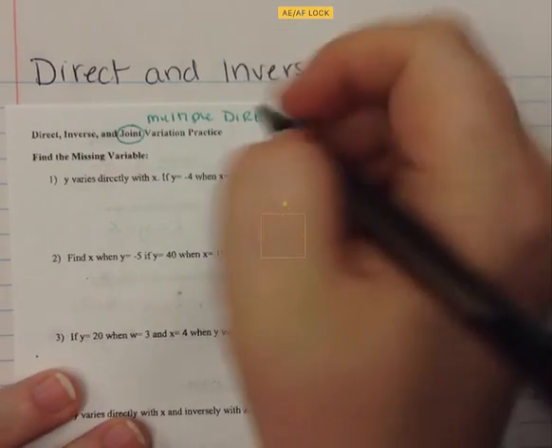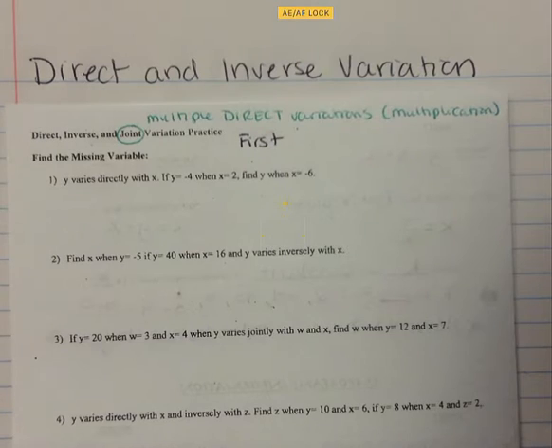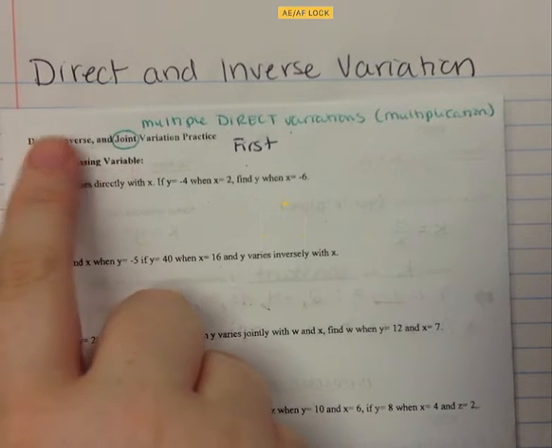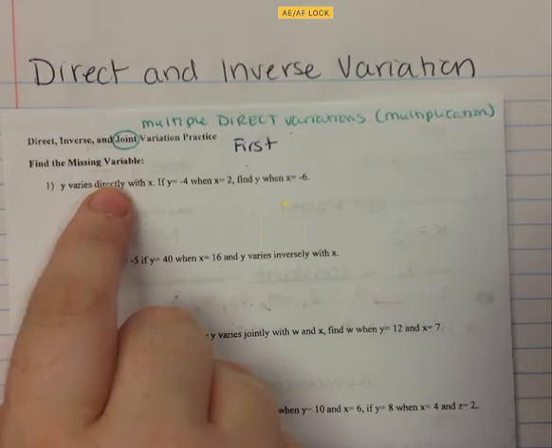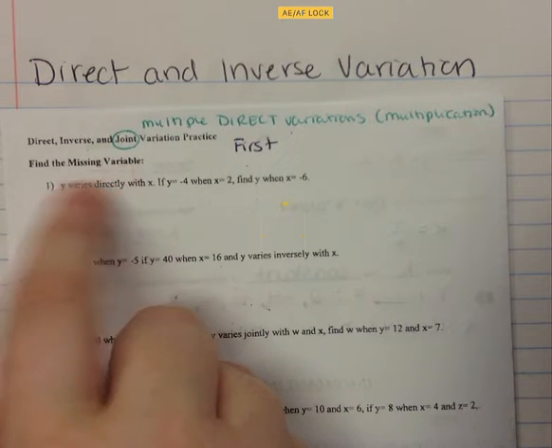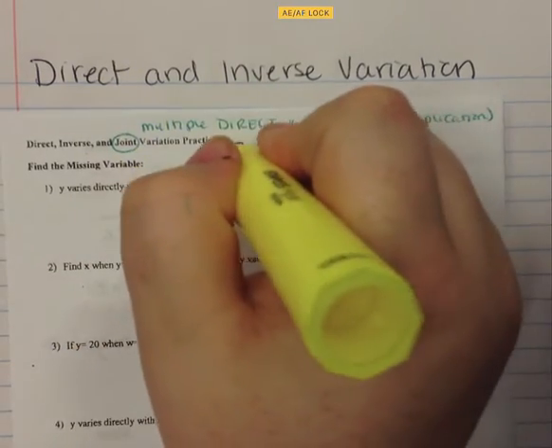So our first step, I'm going to highlight in yellow. That determines what type of variation we're dealing with. It says varies and directly. We want to find those words in there, directly. So y varies directly with x. This tells us our first information. This tells us our basic equation.